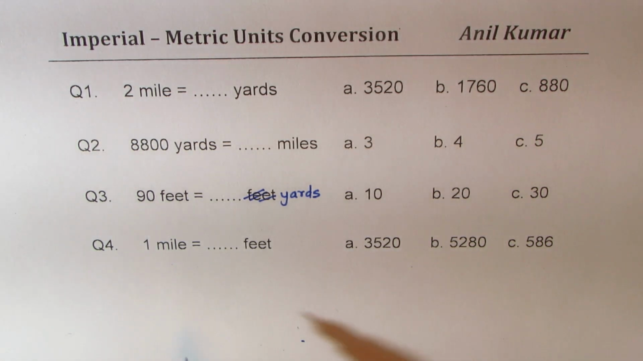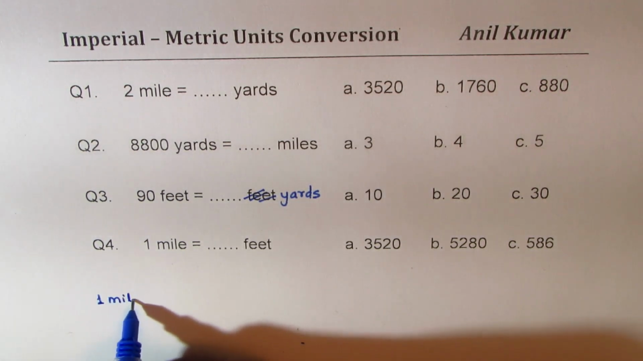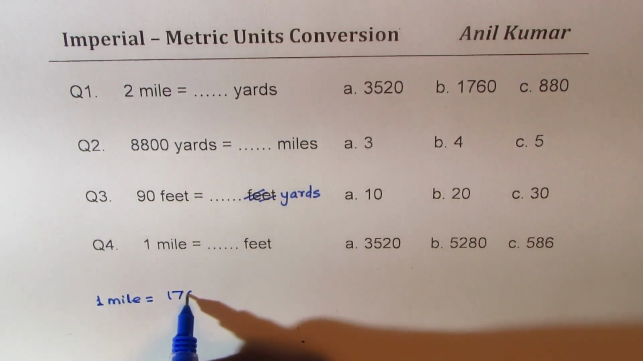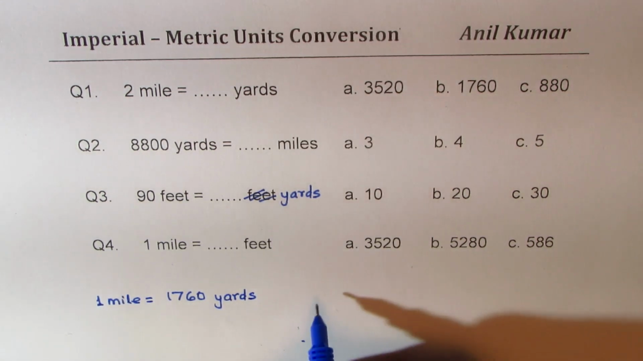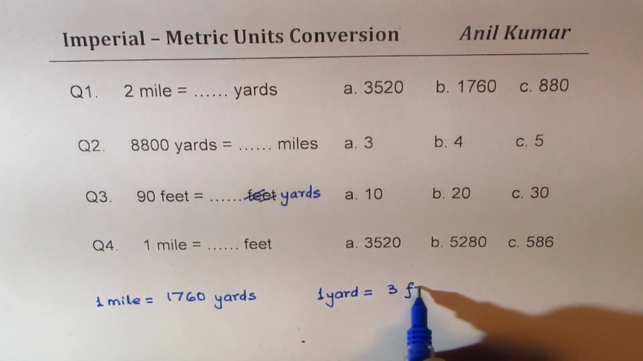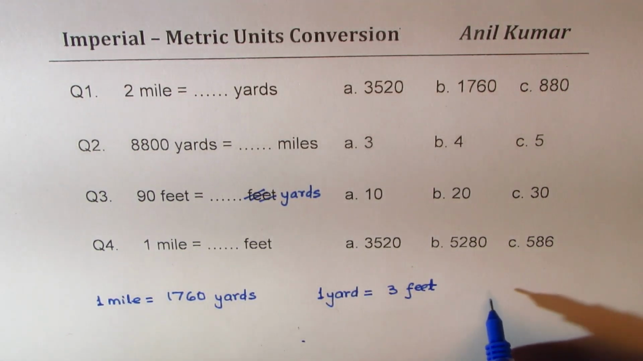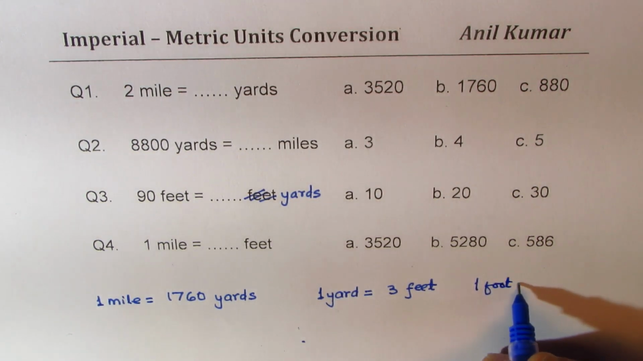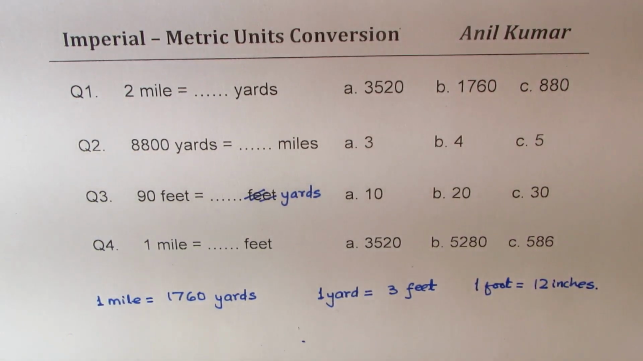Now some of you might not remember the conversion factors, so let me write down how they are related. So 1 mile is equal to 1760 yards. And 1 yard is equal to 3 feet. We don't have conversion to inches, but anyway, you could write 1 foot is equal to 12 inches. So these are the conversion factors. I'd like you to use these conversion factors and then convert.